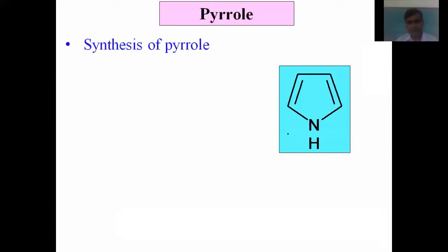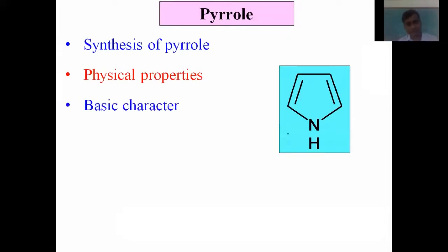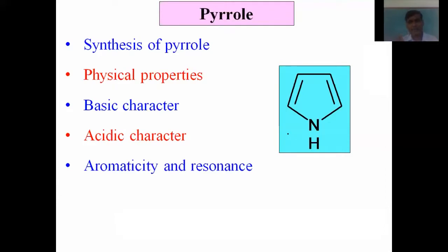We have studied the synthesis of Pyrrole, that means how this compound is synthesized in the laboratory. Then the second is the physical properties of Pyrrole. Then the basic character of Pyrrole, meaning how the Pyrrole is a weak base. Then also the acidic nature of Pyrrole, and then aromaticity and resonance, meaning how the Pyrrole shows resonance effect, how the delocalization of the lone pair of electrons occurs in the Pyrrole, and why it is aromatic in nature.